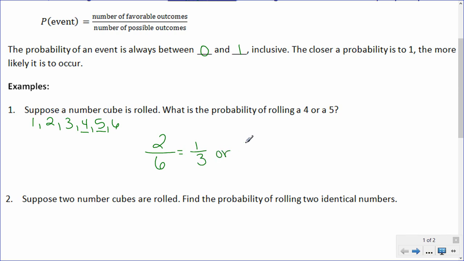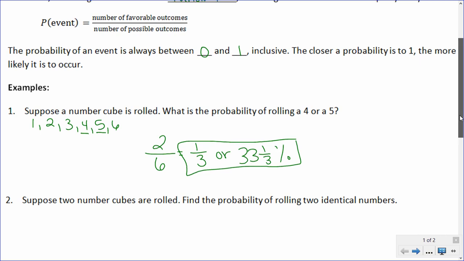Sometimes we like to express probabilities as a fraction, or as a percent. So we know this is one of our common fraction to percent conversions that we should know. 1/3 is 33 and a third percent. So either of those answers would be fine. Sometimes it'll actually ask you for both versions, the fraction and the percent. So make sure especially that you're refreshing your memory on some of those common fraction to percent equivalents.